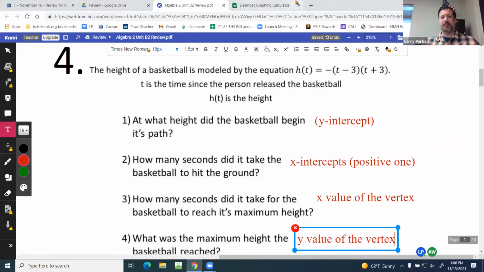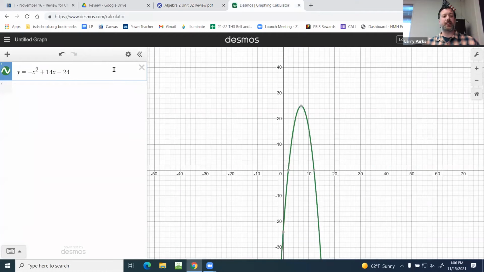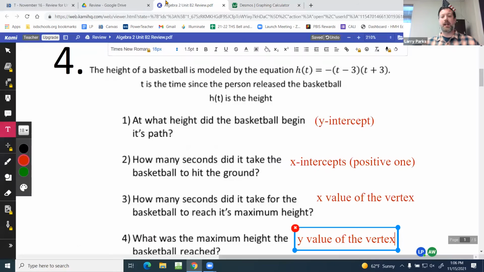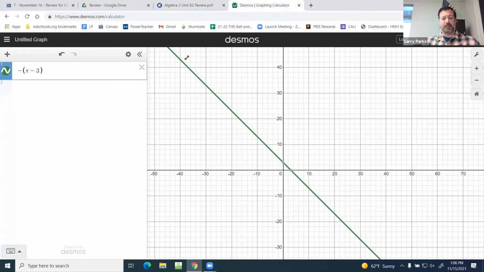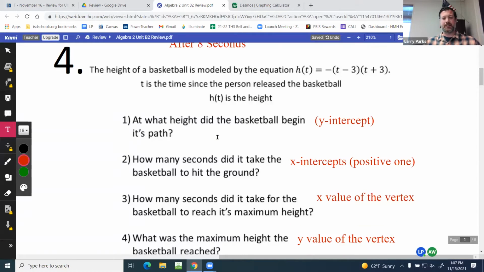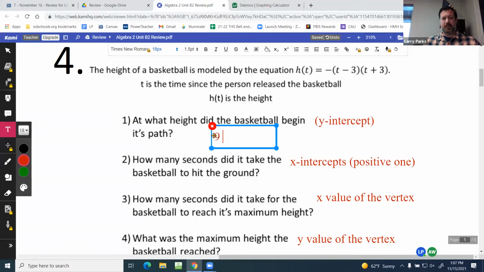So if I type this in, negative x minus 3 and x plus 3, I get my function. So let's go through. What's the y-intercept? The y-intercept is 9. So I would say 9 feet. That's where the basketball starts. So you're taking your ball, maybe you're 6 foot, holding it 3 feet above your head. So now it's at 9 feet.